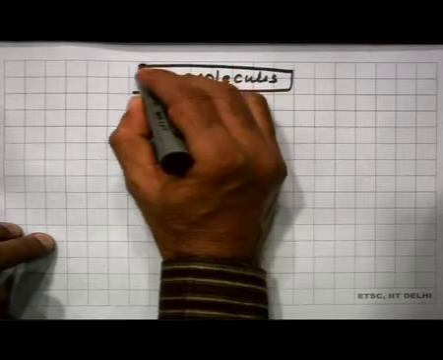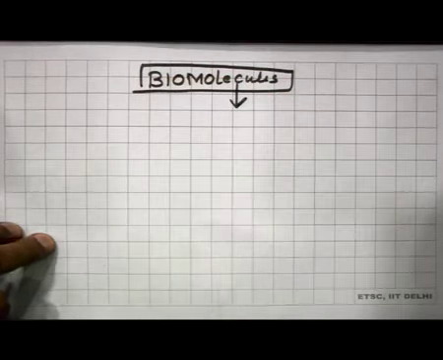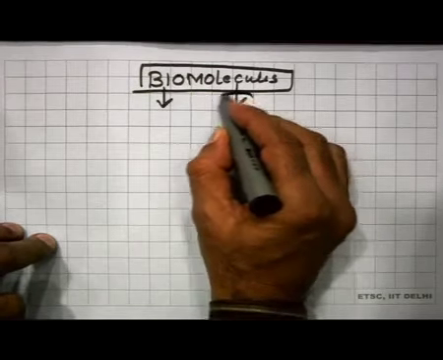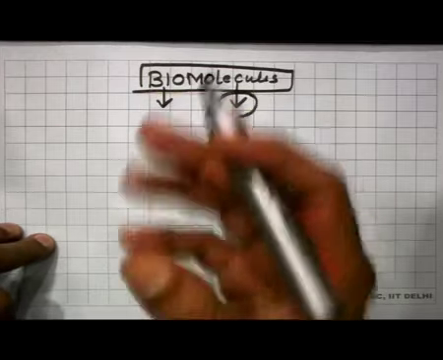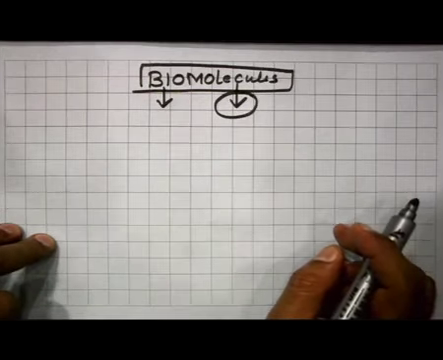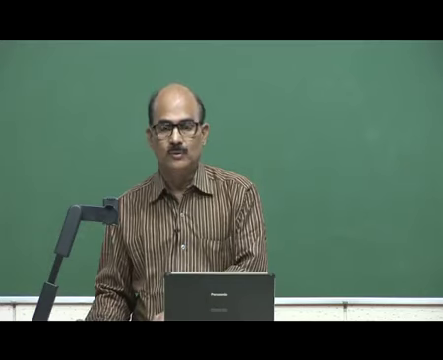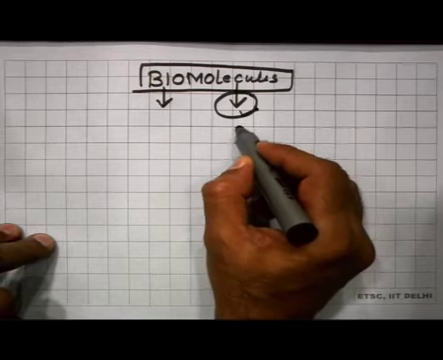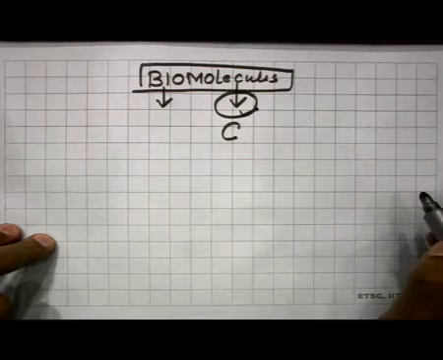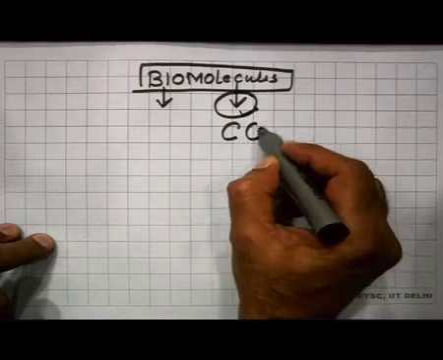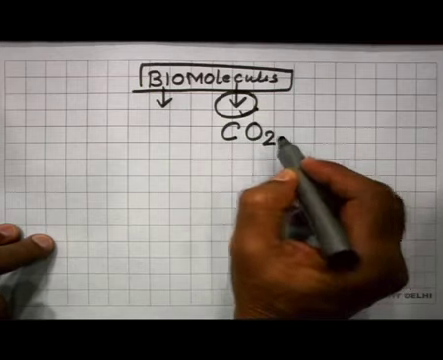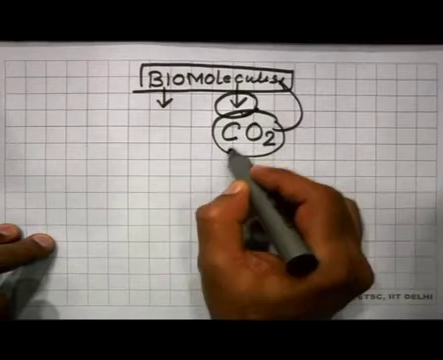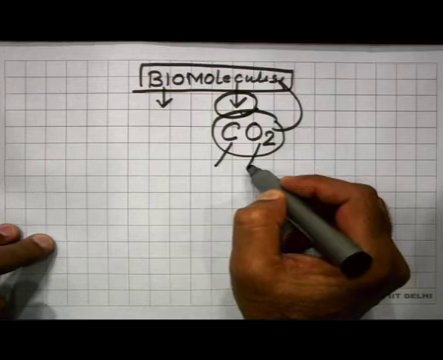As the name indicates, biomolecules are molecules in living things. Molecules are different types of atoms combined in a specific ratio. That specific ratio gives a molecule. For example, one atom of carbon and two atoms of oxygen, when combined, form carbon dioxide. The carbon dioxide is a molecule, and carbon and oxygen are atoms.